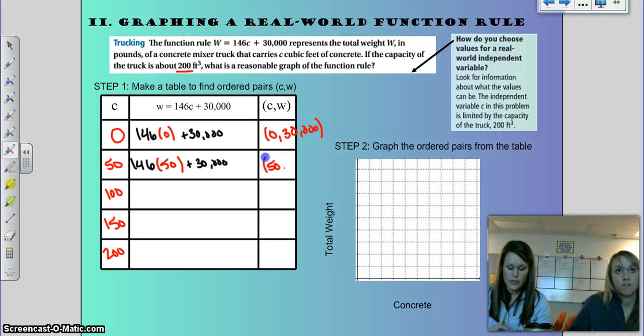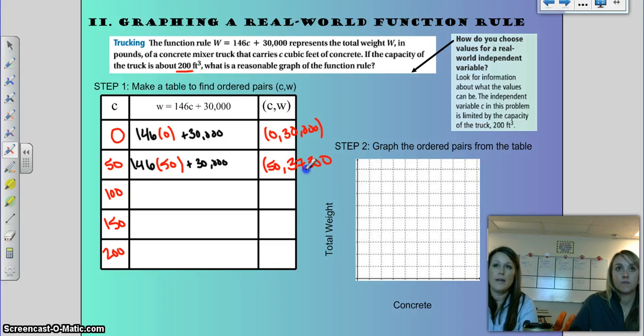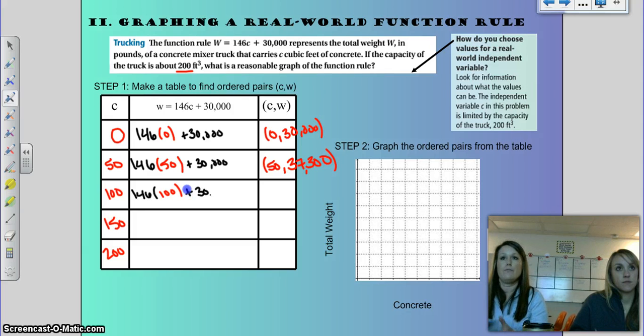7,300 plus 30,000 is 37,300. That would be the weight. Okay, then we've got 146 times 100, which I don't really need to do, but I'm actually going to do that just to be safe.